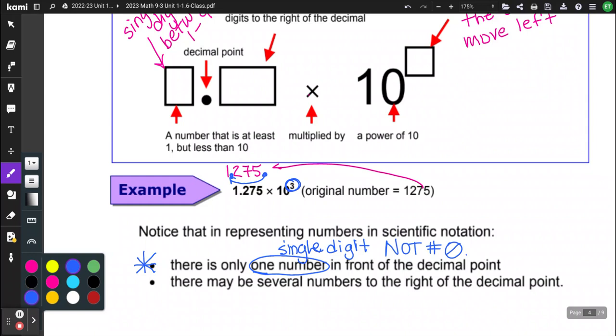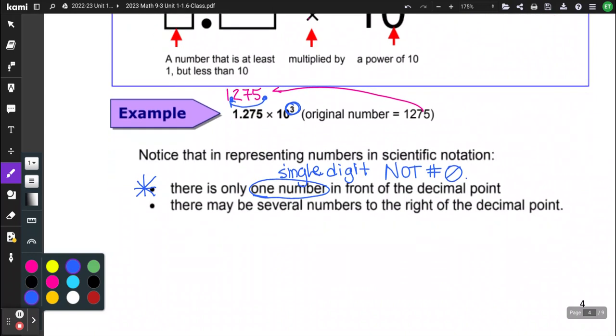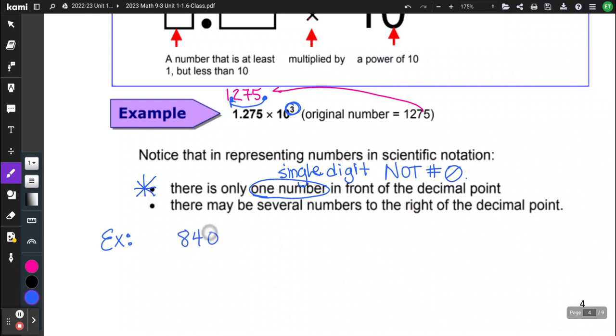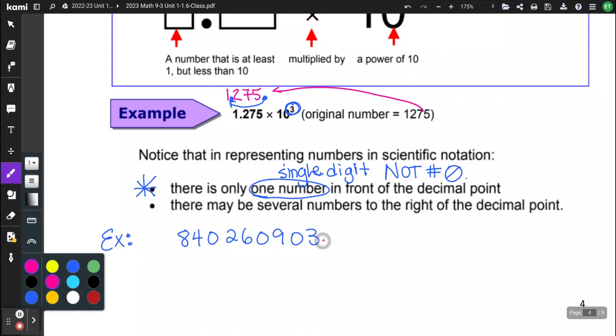We're going to do an example here on the bottom. So here's a big example. 840260903. Whoa. That's intense. That's a big one. First thing you're going to do is draw your hiding decimal. Okay? So draw your hiding decimal point. Okay? So step 1.